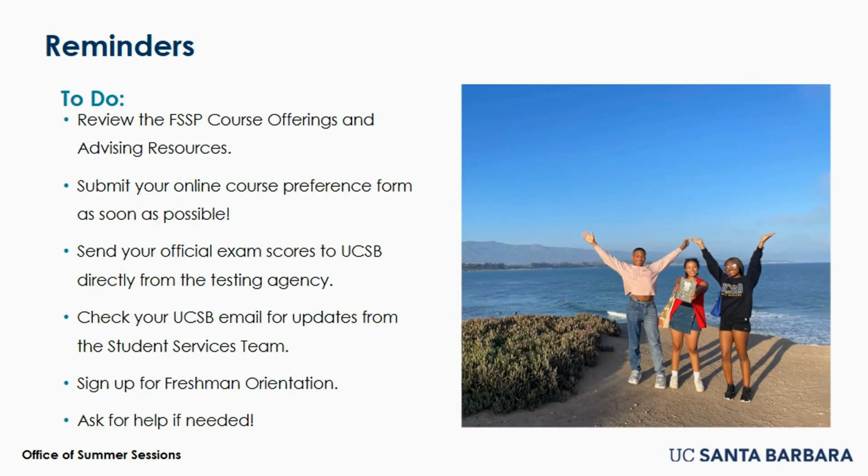Here are some final reminders. Review the FSSP course offerings and advising resources. Submit your online course preference form as soon as possible. Send your official exam scores from the testing agency to UCSB. Check your UCSB email address for updates from the Student Services team. Sign up for freshman orientation. And lastly, ask for help if any is needed.